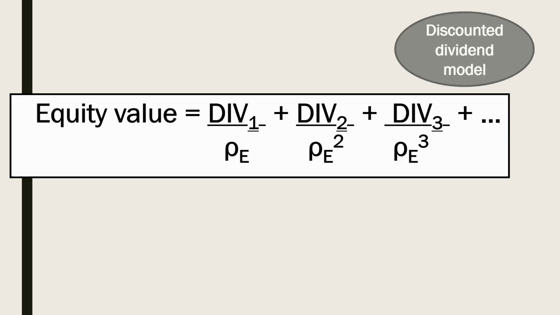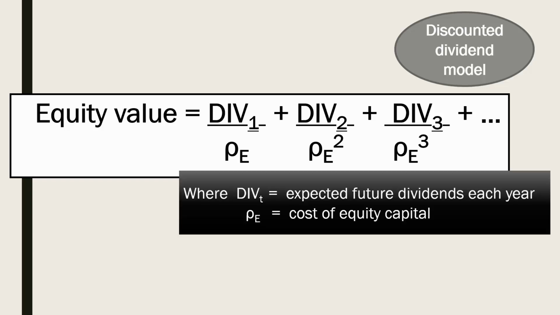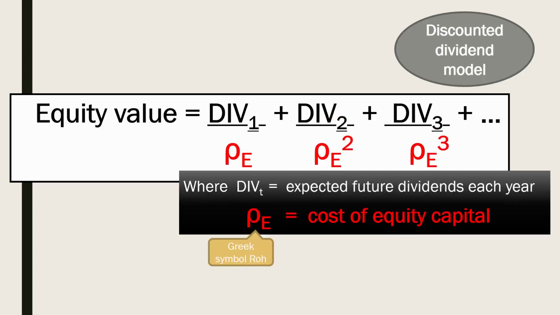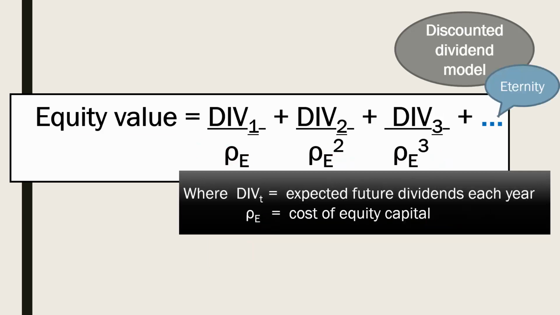This can be expressed as the discounted dividend model, where Div_t equals the expected future dividends each year. The subscript t refers to the year. For example, Div_1 refers to the dividend at the end of year 1, Div_2, year 2, and so on. The Greek symbol rho_e is the cost of equity capital. If the cost of equity capital is 10%, it is calculated as 1 plus 0.10, which is 1.10. And the infinity symbol refers to eternity.